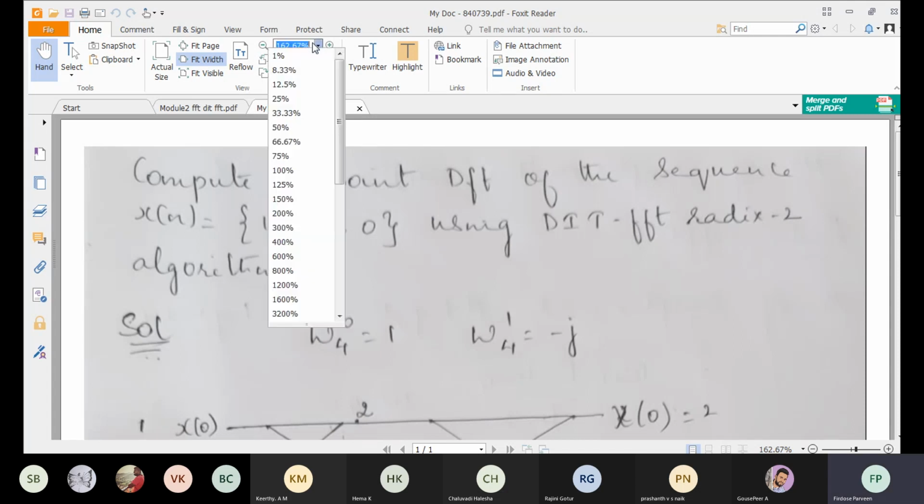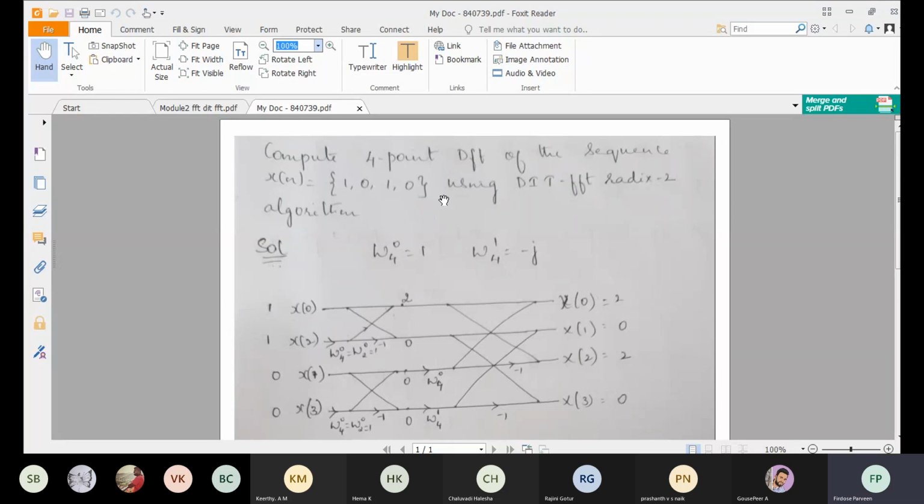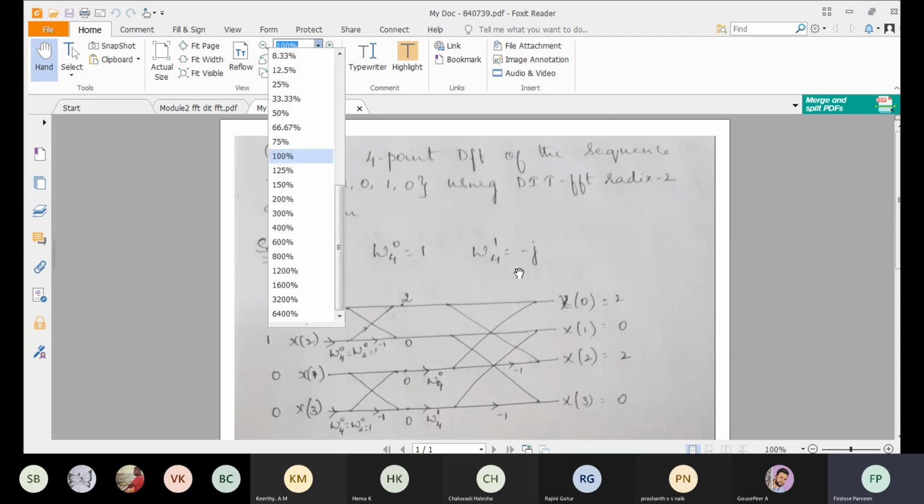So here you can see the problem. Compute the 4-point DFT of the sequence x of n equal to 1 0 1 0 using the DIT FFT radix-2 algorithm. What they are telling is you have to find x of k. They have given x of n, and you have to find x of k using DIT FFT. So DIT FFT, you know how it is.